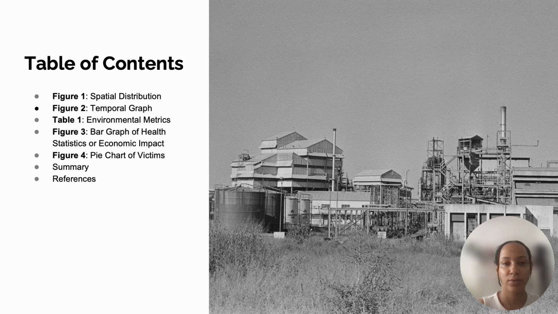So first, we'll review a spatial distribution map of Bhopal, highlighting the worst affected neighborhoods, then a table of the environmental contamination metrics, followed by a bar graph on health statistics and socioeconomic impact, and finally a pie chart breaking down the victim categories, concluded by the summary and some references.